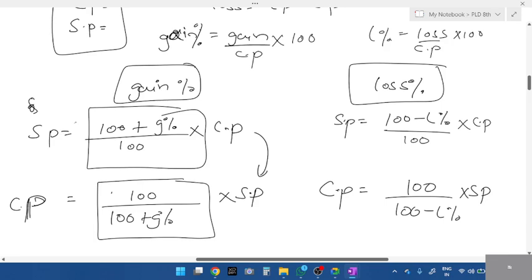Remember this, students, for selling price, 100 plus gain is written in the numerator, 100 plus gain percent into cost price. For loss, subtracted, minus. For cost price, 100 plus gain is written in the denominator. Be quick, just go through this and start solving.